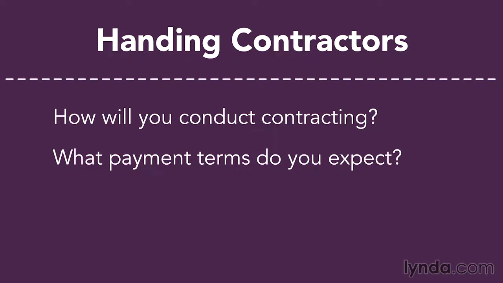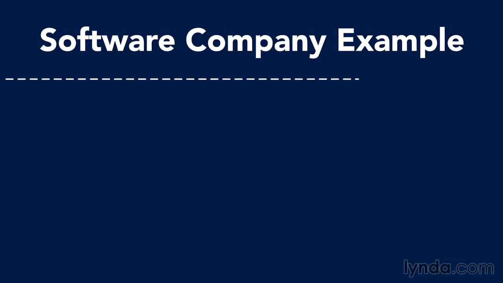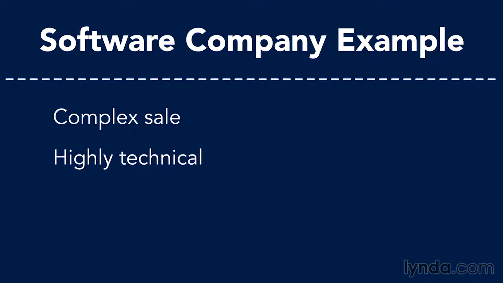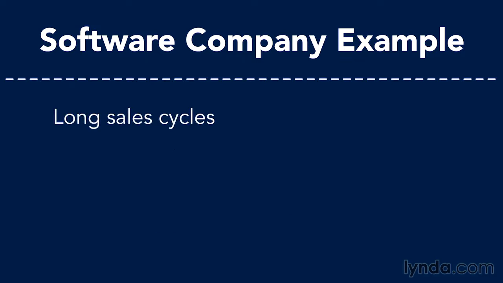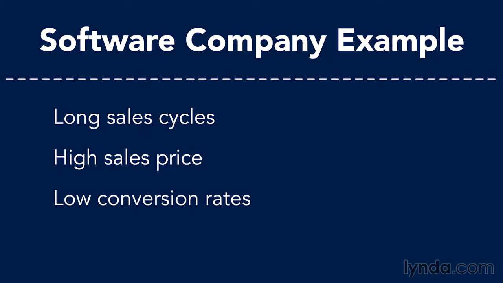Some examples of different sales models. Let's say you're looking at a large software company. Now that's a complex sale and it's highly technical. For the sales section of the business plan, that would probably spell out that it requires a highly skilled sales force, and those people are going to get paid a base salary plus a commission. It should also spell out that there will be long sales cycles. This is a complex, high-dollar sale with very low conversion rates.